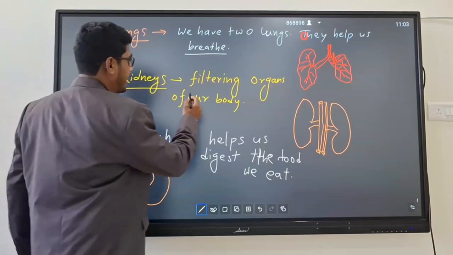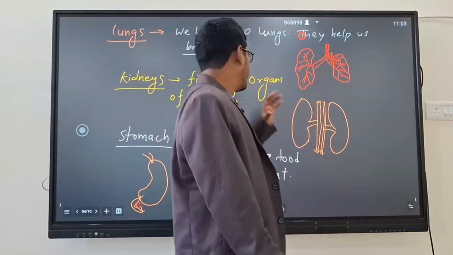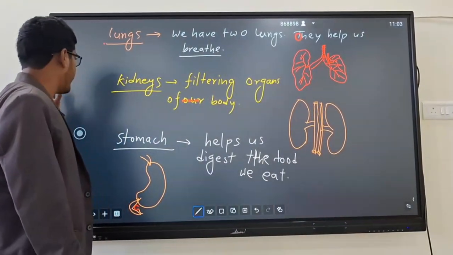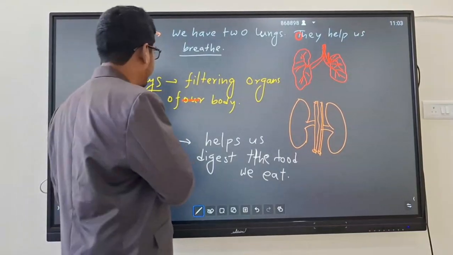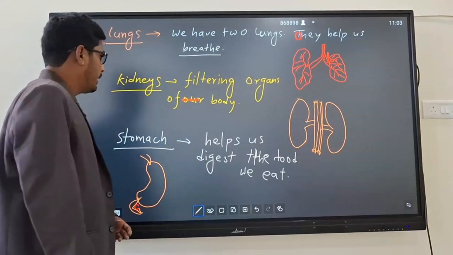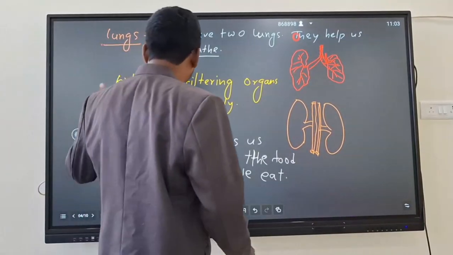Kidneys, what are kidneys? Kidneys are a filtering organ of our body. Filtering means the kidney works as a blood filtering organ. If your kidney fails, it can lead to death. So please be careful to take care of your kidneys.